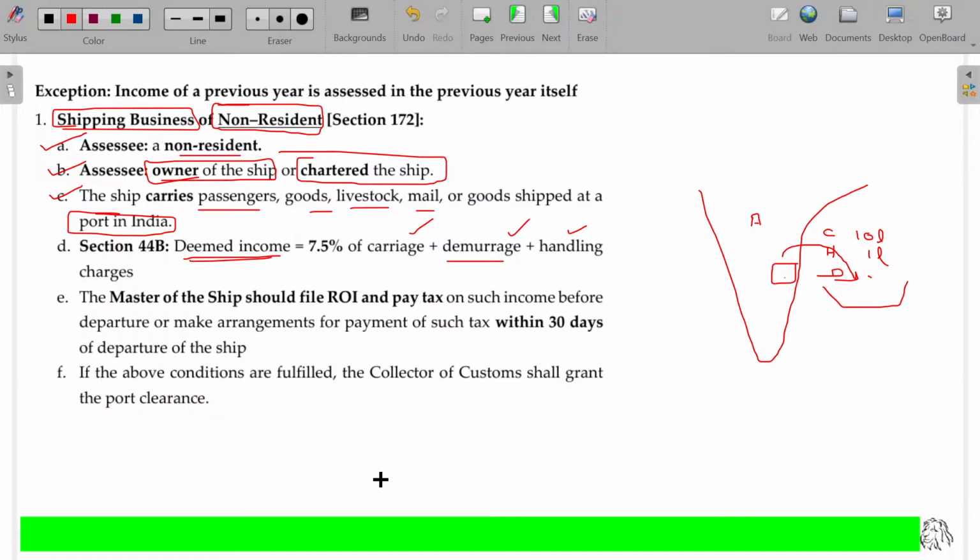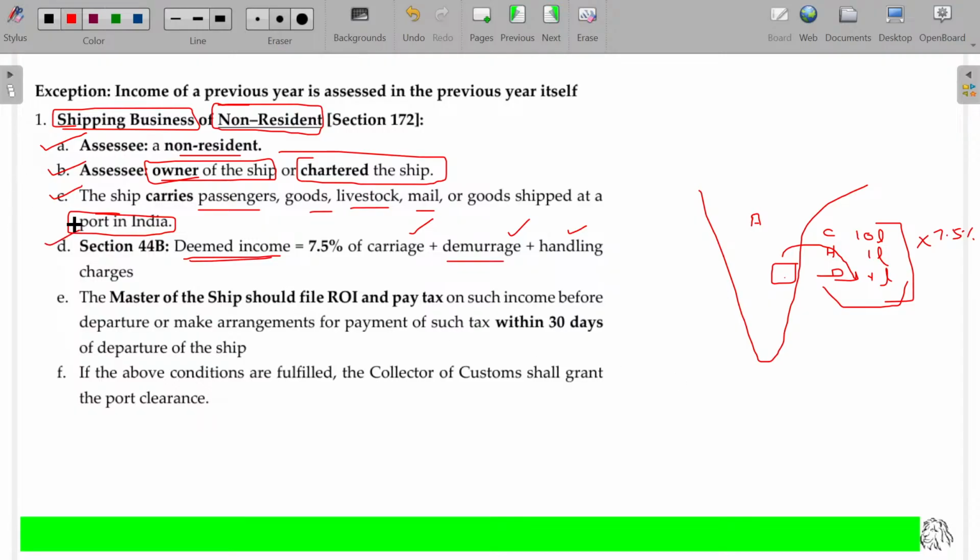Demurrages, that is, the charge for being late to move the ship. For that, around 1 lakh. That entire 12 lakhs will be his income. On that, 7.5% will be the deemed income. On the deemed income, you have to pay the tax, whatever the collection may be. The collection is for the carriage, demurrages and handling charges, all the three. For all the three put together, 7.5% will be taken.